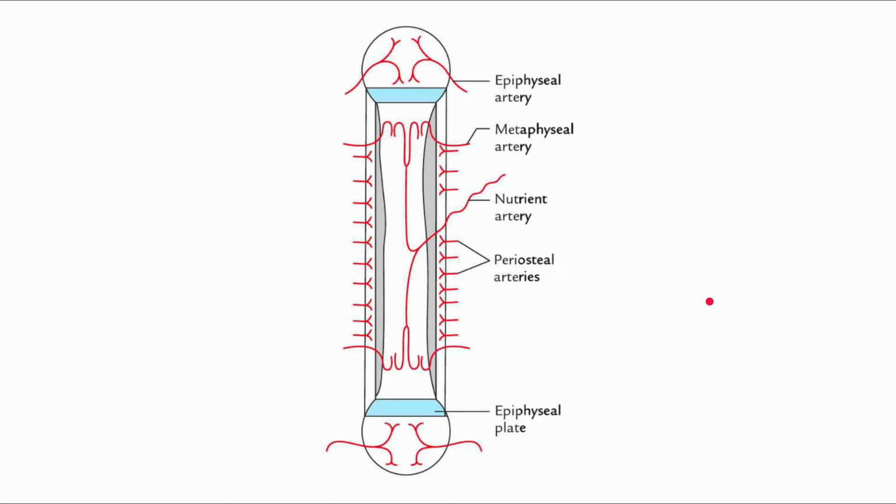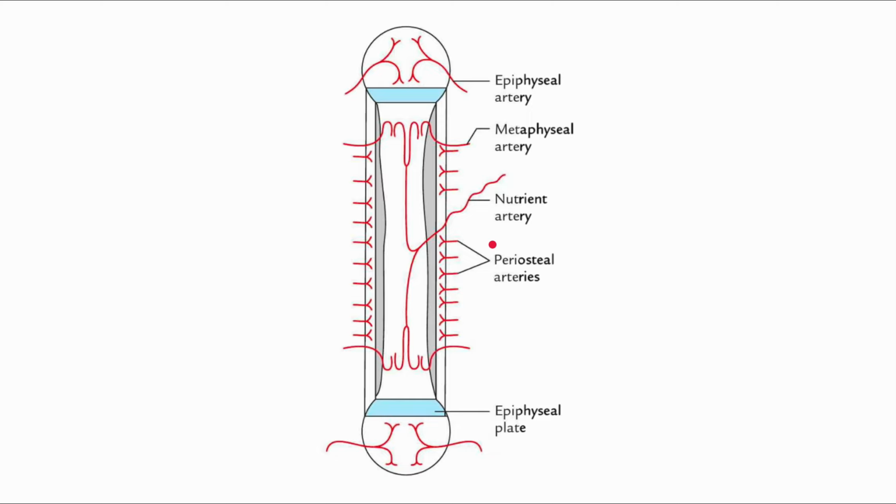The third set of arteries will be the metaphyseal arteries, otherwise known as the juxta-epiphyseal arteries. They are derived from the neighboring arteries of the bone, and they enter the metaphysis directly along the attachment of the joint capsule. This is the metaphyseal artery in this particular diagram.